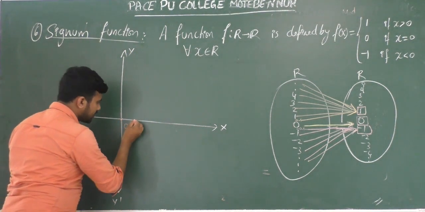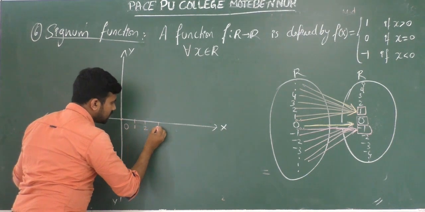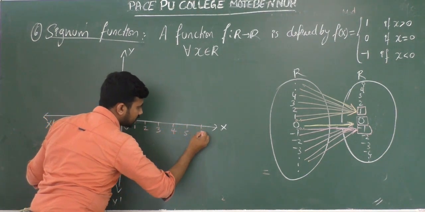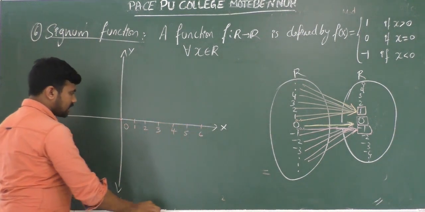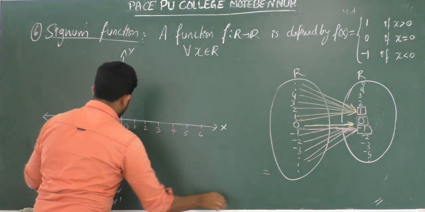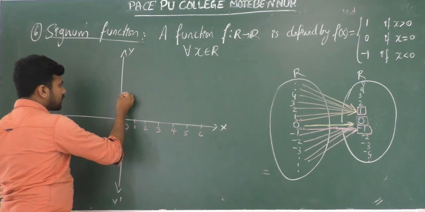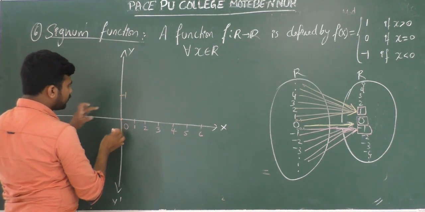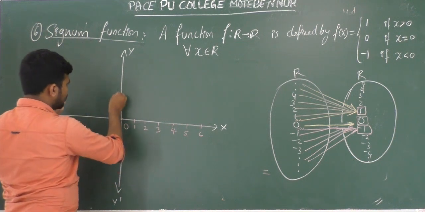But if you consider the number which is greater than 0, then its image is what? Image is 1. I'll consider 1 with the 1 distance. Okay, 1 and so on. This point 1, okay, 1.